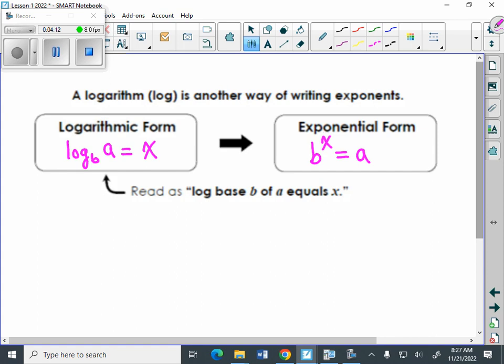And that's what we're going to do today on our notes and practice. We are going to write an exponential form into logarithmic form. We're going to write a logarithmic form into exponential form. Again, a logarithm is just another way of writing an exponent. So don't get caught up in that word logarithm. It's just another way of writing an exponent.